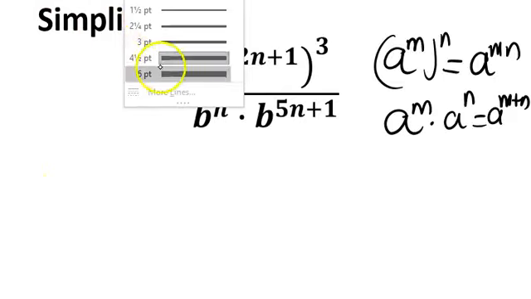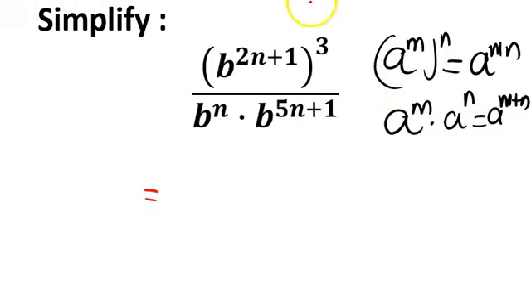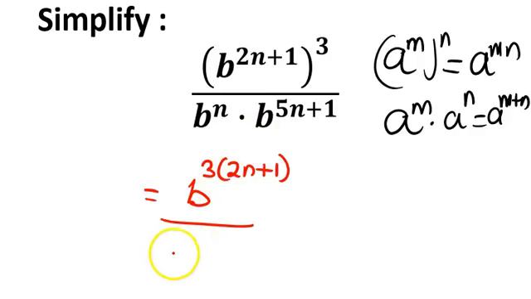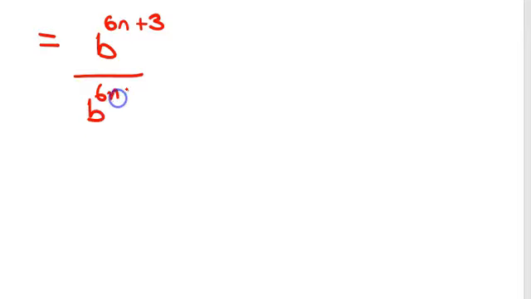So this is the same as, using the first law, we are going to have b raised to the power 3 times 2n plus 1, and then in the denominator we have b. The bases are the same, so we add the powers, n plus 5n plus 1. When we expand it, 3 times 2n we have 6n, plus 3 times 1 we have 3, over. Now if we add the like terms, we have b raised to the power 6n plus 1.